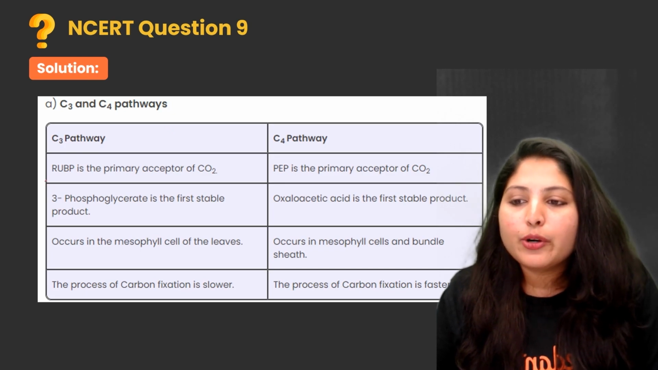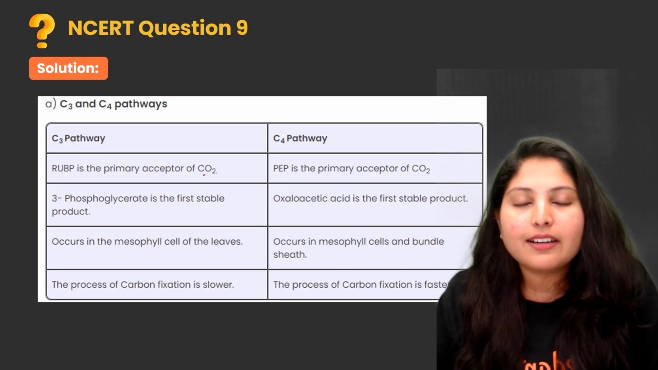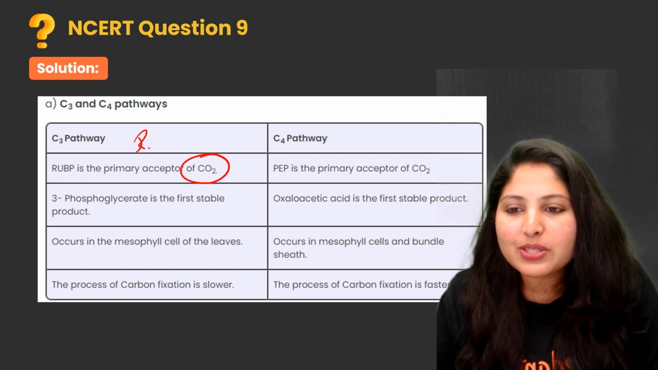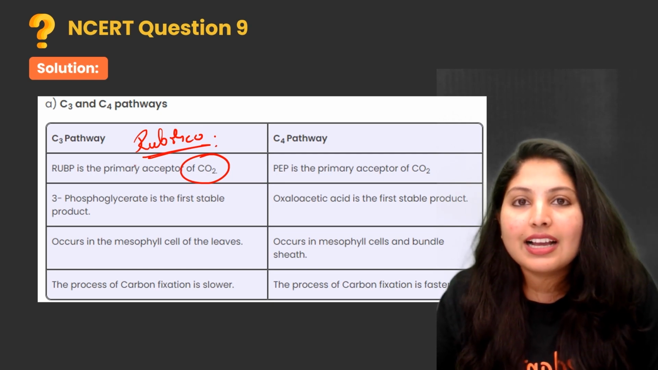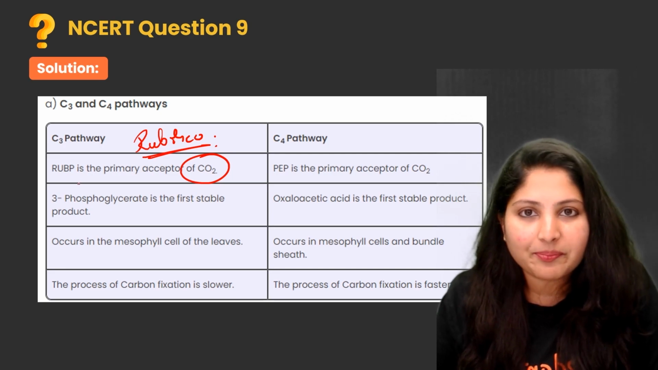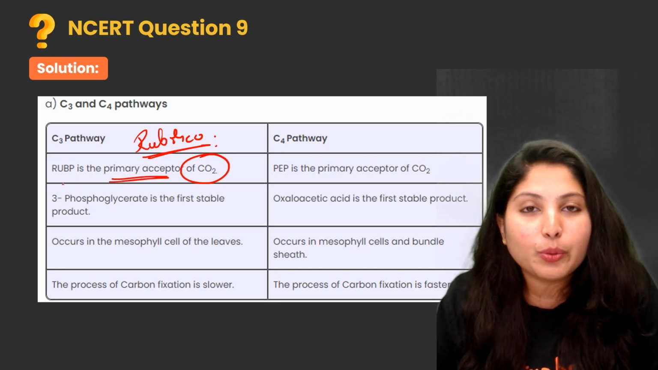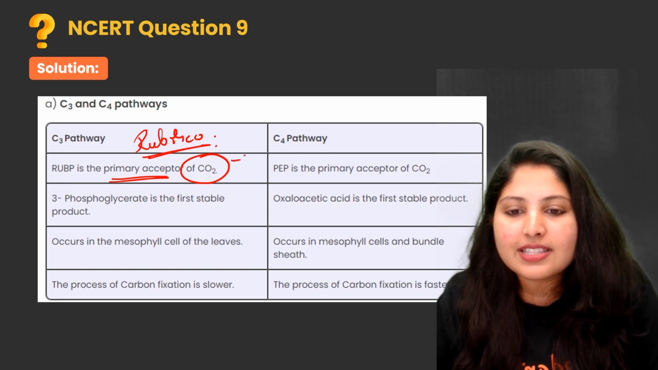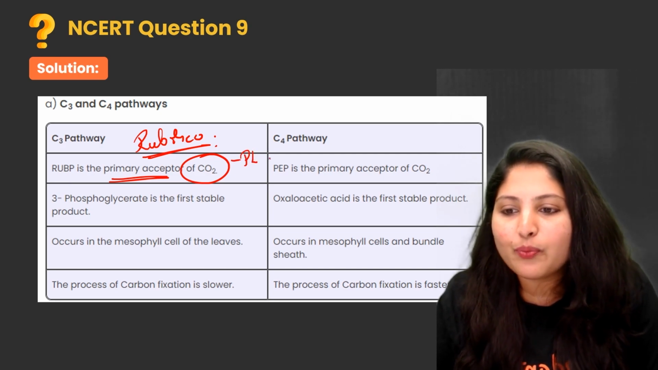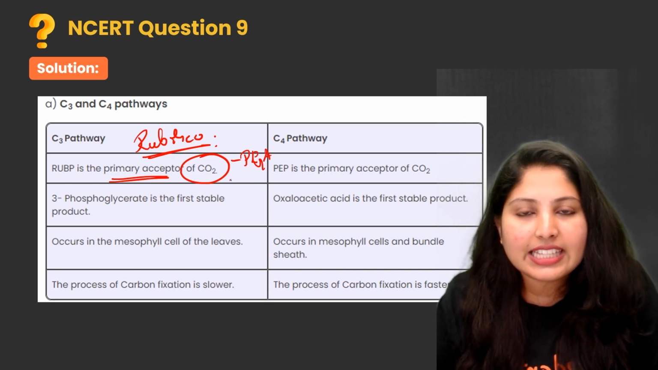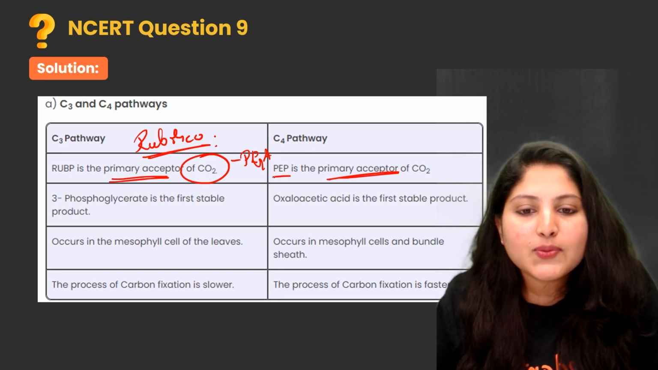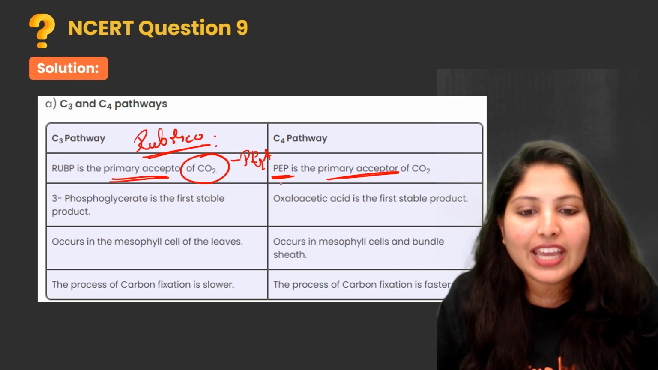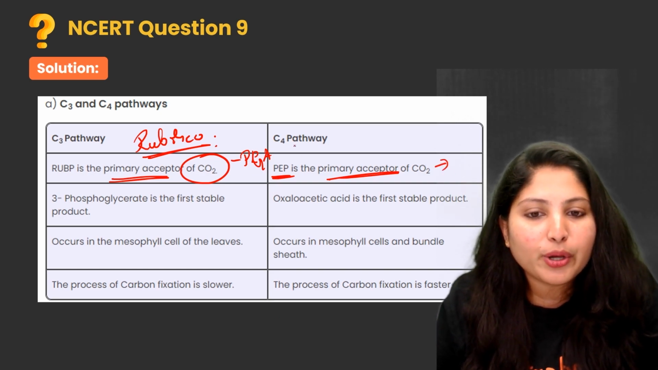In the C3 pathway, ribulose bisphosphate is the primary acceptor of carbon dioxide, right? So the Rubisco is present. This Rubisco is the enzyme which combines carbon dioxide and ribulose bisphosphate. So the primary acceptor is ribulose bisphosphate, and it is going to produce phosphoglyceric acid, PGA, 3-PGA. And in the C4 pathway, the primary acceptor is phosphoenol pyruvate, and the product which is produced in this C4 pathway is oxaloacetic acid.